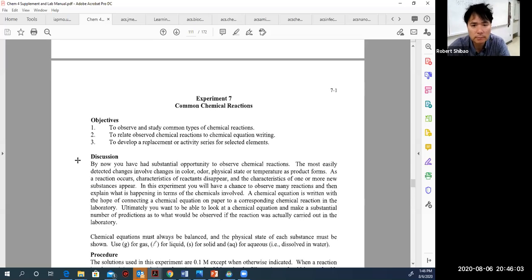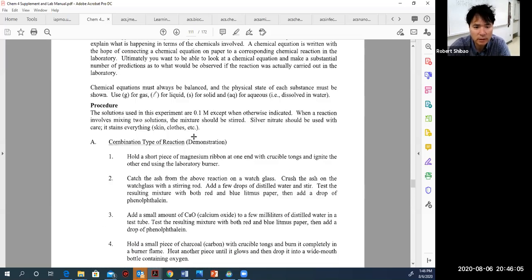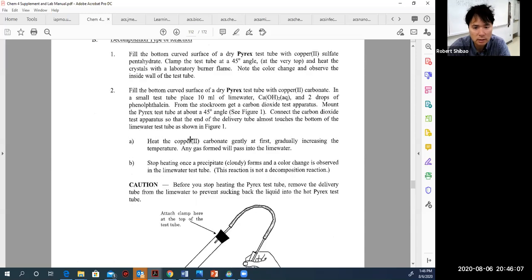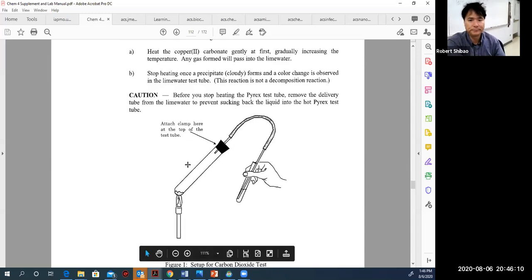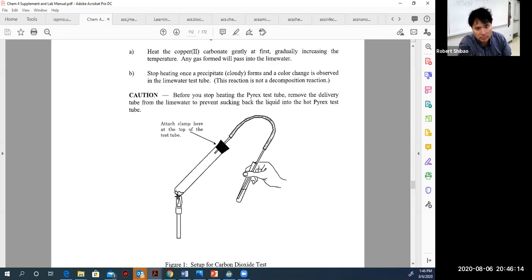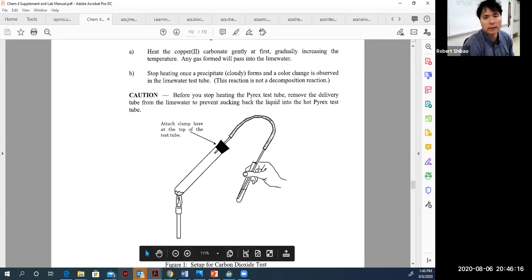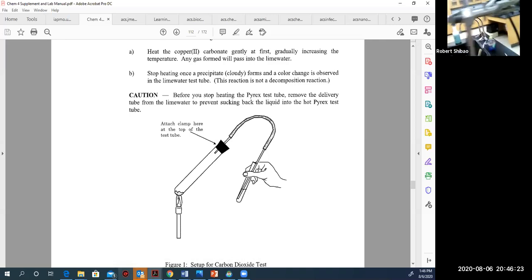We did common chemical reactions. That's what we left off with. And so let's take a look at where we left off. We left off looking at the decomposition of copper 2 carbonate here. Let's take a look at that. Fortunately, nobody cleaned it out.